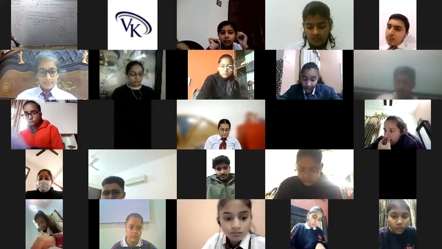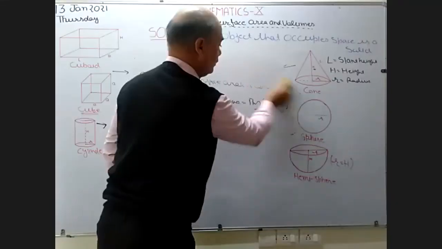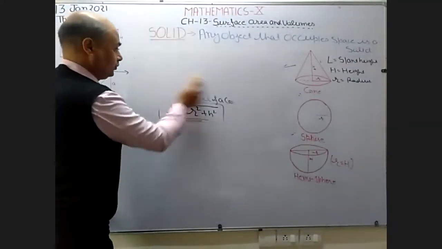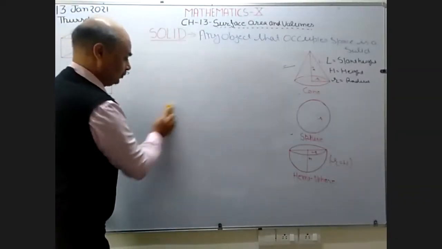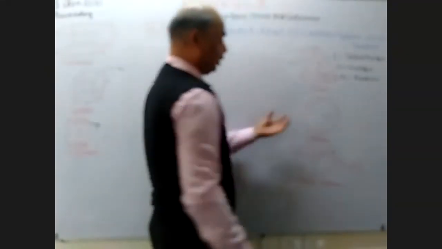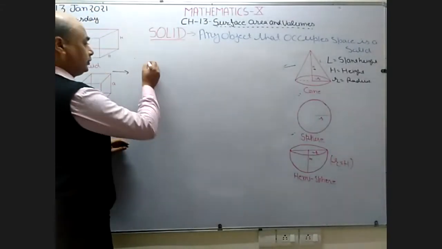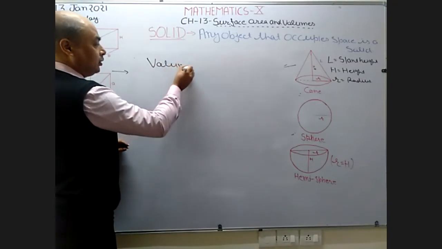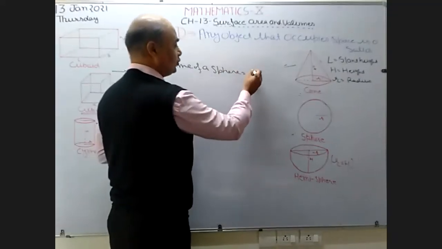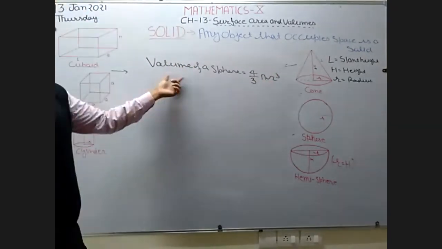Now I want to discuss this next formula, sphere. Now check the formula of sphere. So this is the shape of sphere, a ball. How are you going to find the volume of sphere? So write volume of a sphere. The formula is 4 by 3 pi r cube. This is the formula for finding the volume of a sphere.